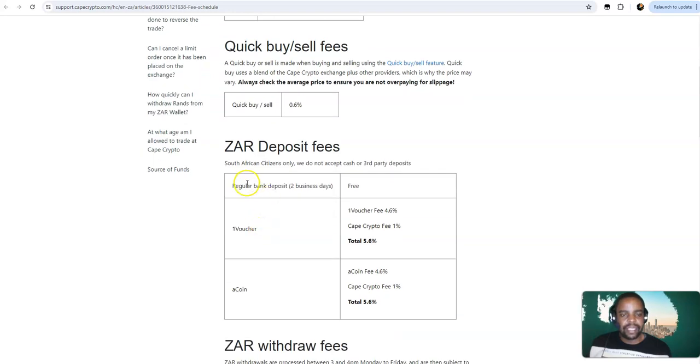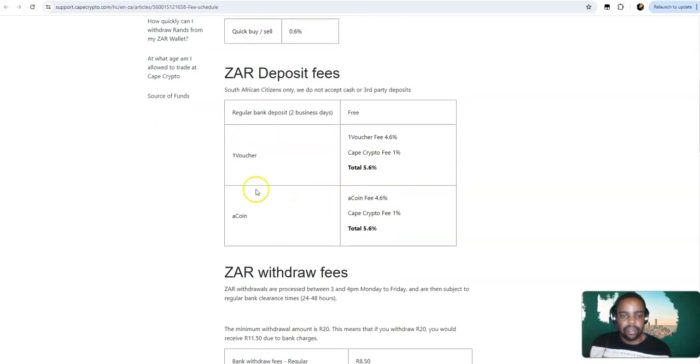ZAR deposit fees, South African citizens only. We do not accept cash or third party deposits. Regular bank deposit, 2 business days, free. Okay, that's quite okay, a bit long. But one voucher fees 4.6%. Cape Crypto fee 1%, totaling up to 5.6%.